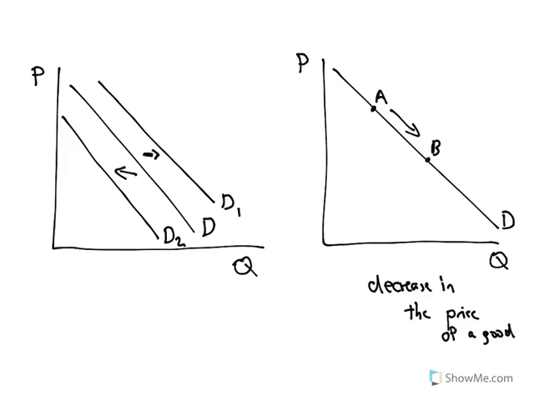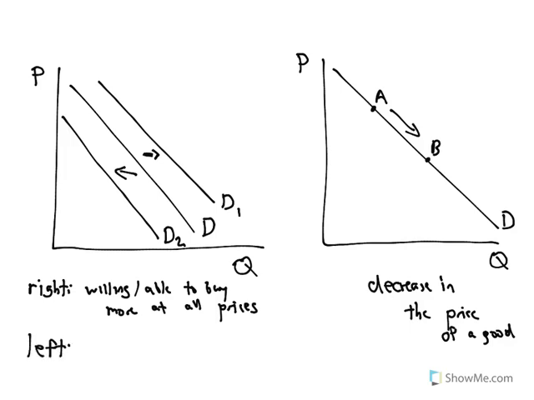Before we move on, I want to just reiterate, what do I mean by shifting the demand curve? What does it actually mean? What it means, if we do a right shift, this means we are now willing and able to buy more at all prices. Okay, so no matter what the price is, we are now willing and able to buy more than we were before at all prices. A left shift would mean just the opposite. We're willing and able to buy less at all prices.